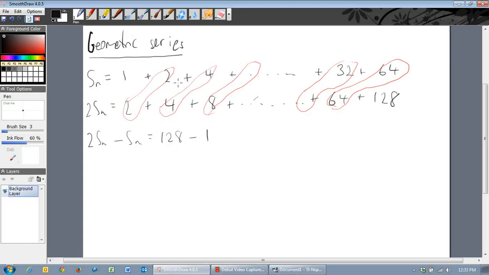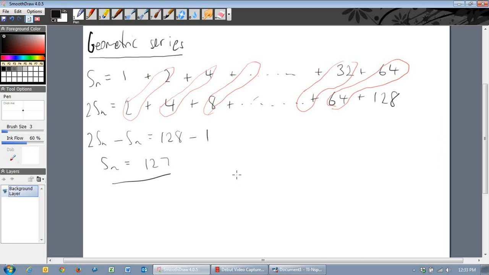That was a really clever way of figuring out what a geometric series is equal to. What's 2Sn minus Sn? You can think of this as 2x minus x, where Sn is just x. That's 2 lots of something minus 1 lot of something, so you just get 1 lot of something, which is equal to 127. That's what that sum is equal to. And that's where the formula for geometric series comes from. It uses that exact same thing.